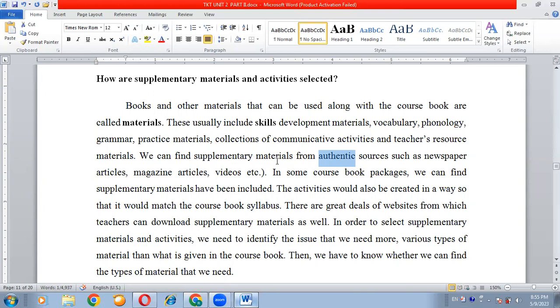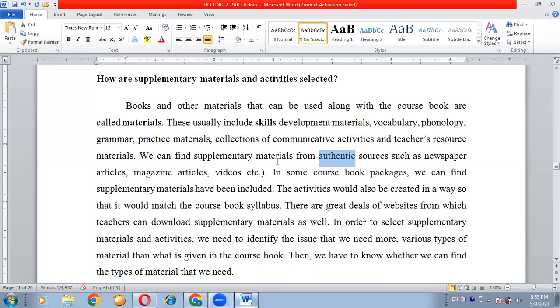There are great deals of websites from which teachers can download supplementary materials as well. Yes, I also mentioned to you many websites where you can get supplementary materials. Not only supplementary materials, but additional classroom activities, and you can do many things using websites. Nowadays, the internet is a good source of information for teachers.